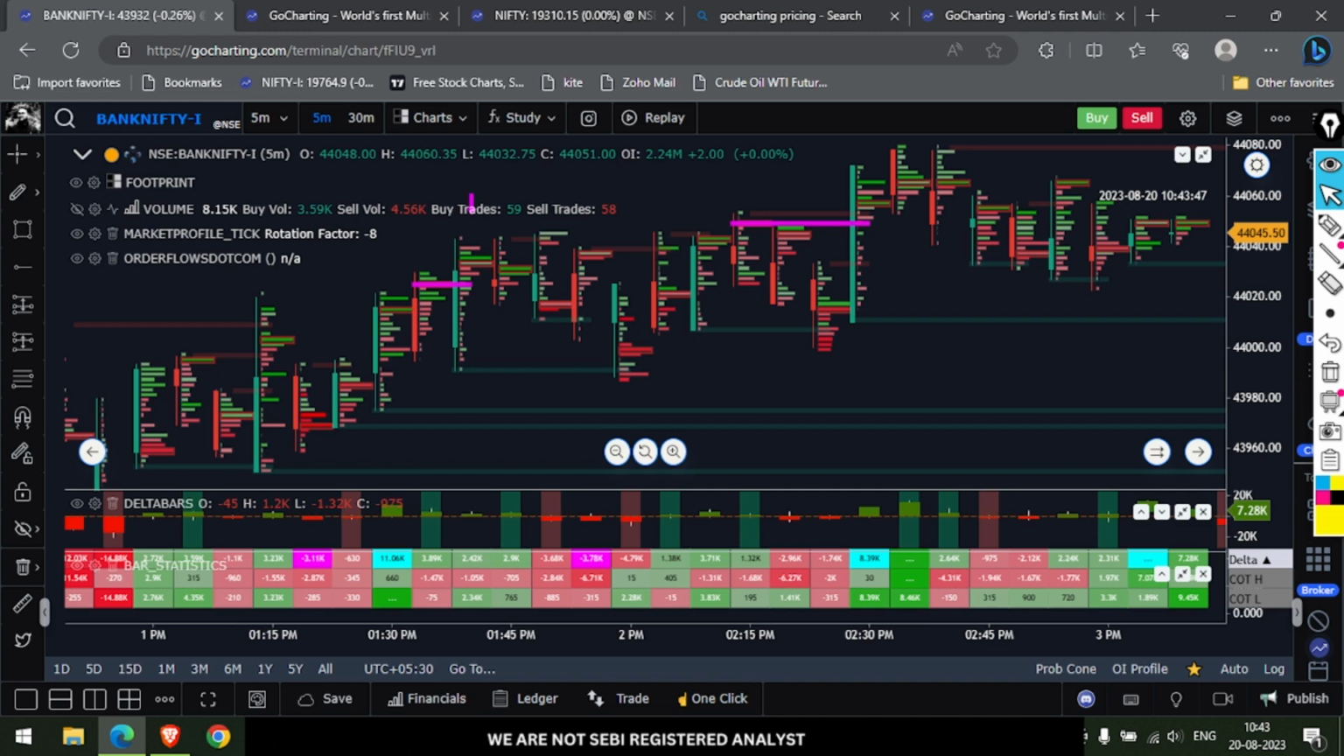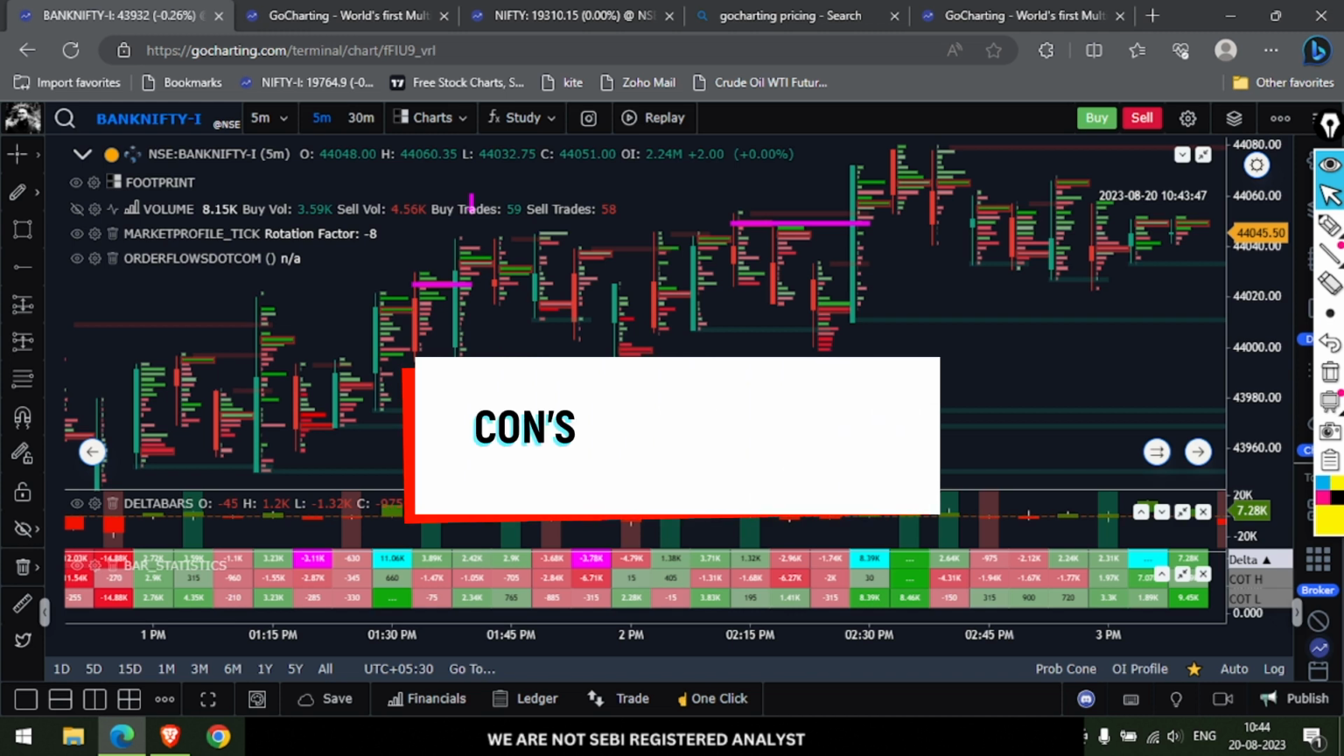So these are all the pros about this Go Charting, and there is nothing like 100% working stability, and no product is going to come into the market like that. Obviously each and every product has its own missing concept, or cons, you can say. So now we are going to discuss the cons of this Go Charting platform.